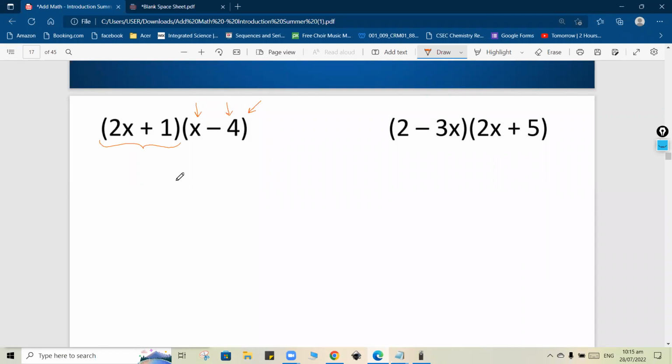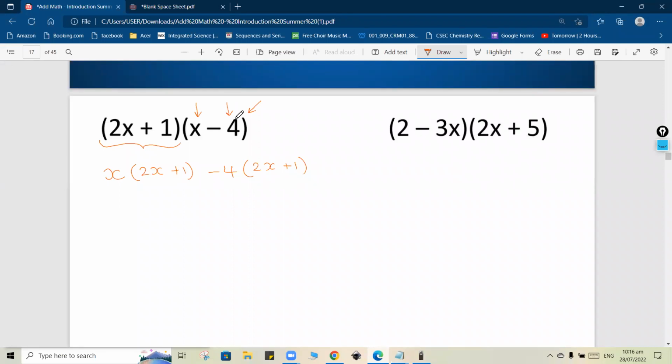Let me show you what that means. So we're going to take the 2x and multiply by x. So take the x, which is this value, and we multiply it by the first brackets. Then we take the minus 4, make sure I put the sign, and multiply it back by the first brackets. So in other words, this item here gets multiplied twice. First by the x and then by the minus 4.